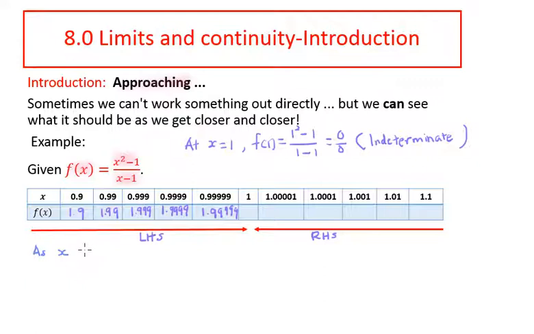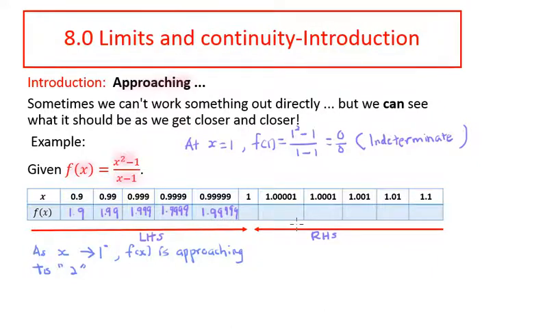So from what we have done just now, we can say as x slowly approaches 1 from the left hand side, we use a negative sign to represent the left hand side, f(x) is approaching a whole number. That whole number is 2, as 1.99999 is very close to 2.